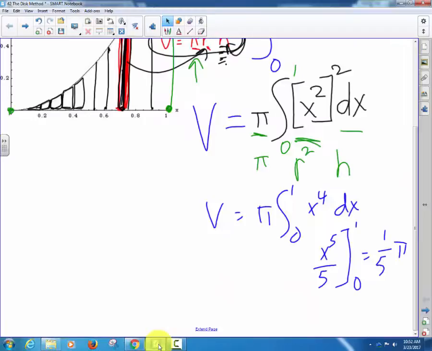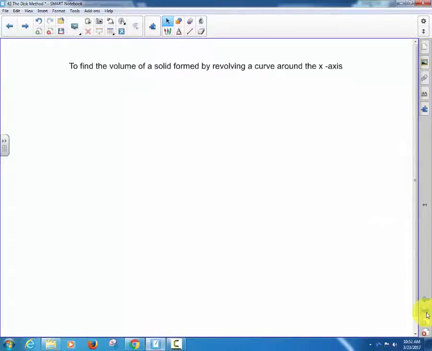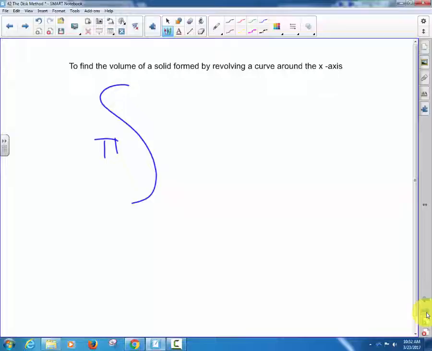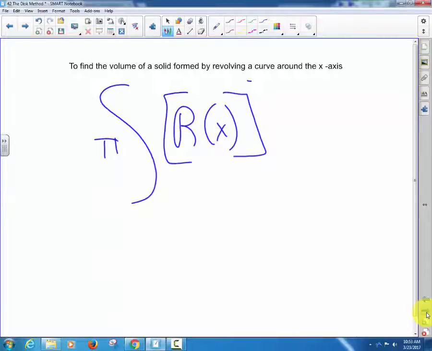All right, so let's go back and look at the next problem that we have there, okay? So before we go further, if you've got to write a formula for finding the volume, what's the formula for finding the volume now? Pi. Some function, I'm going to call it R for radius, some function squared dx. Boom. That's our basic function right there.